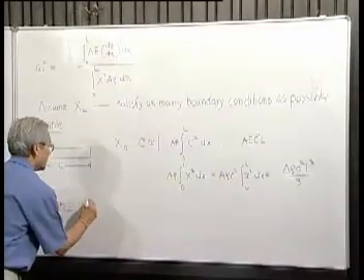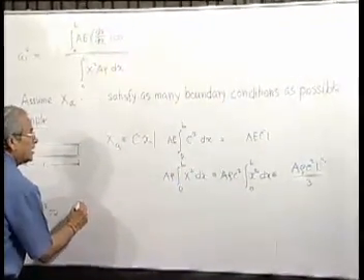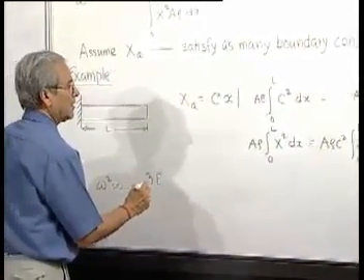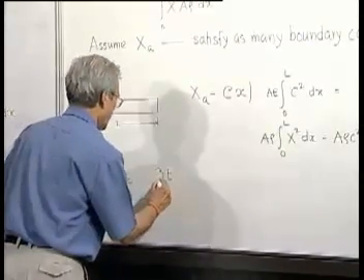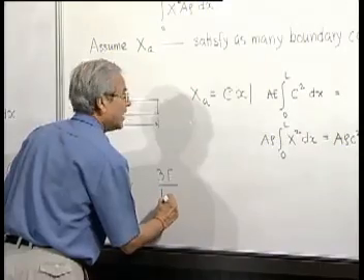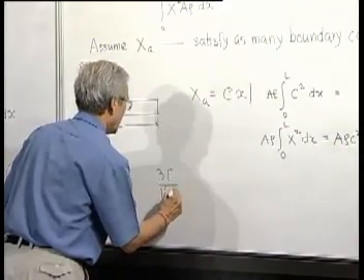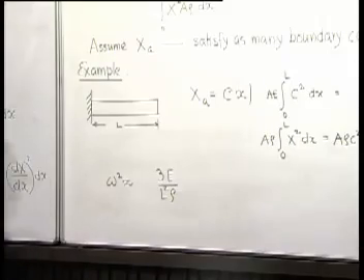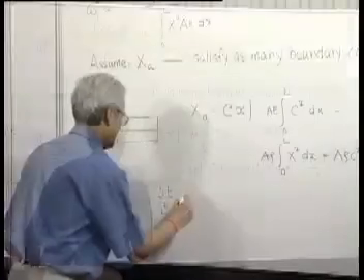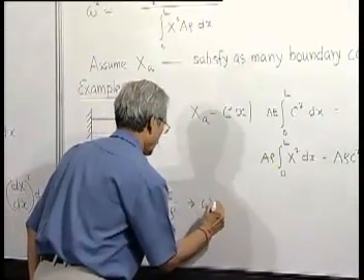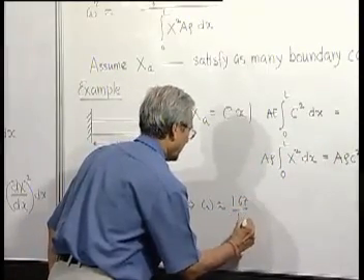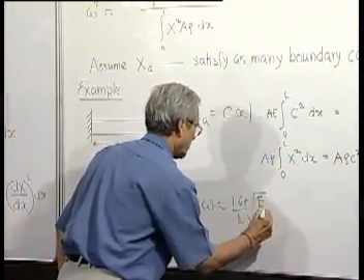So what we get is 3 E by L square rho, or omega is approximately equal to 1.73 by L square root of E by rho.